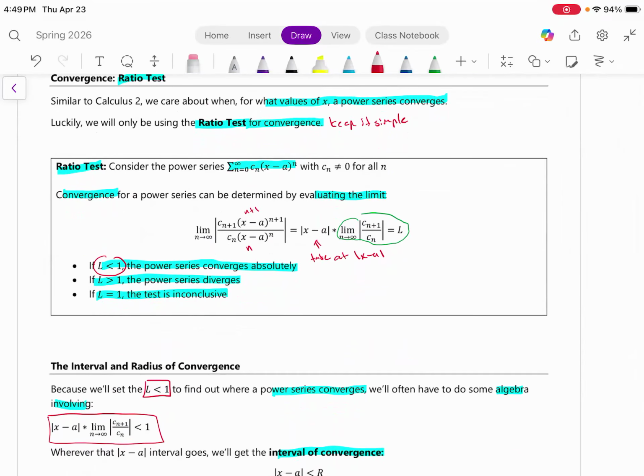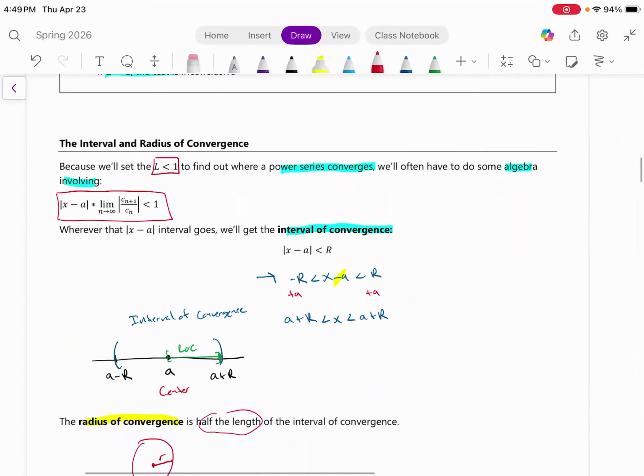Luckily, we just need to use the ratio test for these problems and keep it a bit simple.